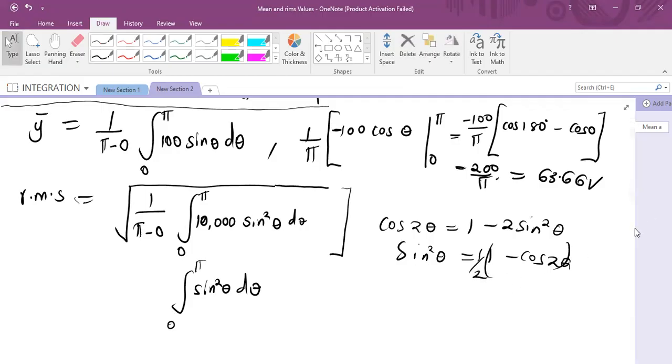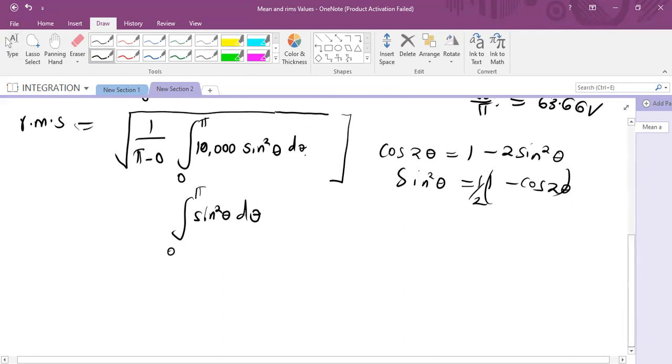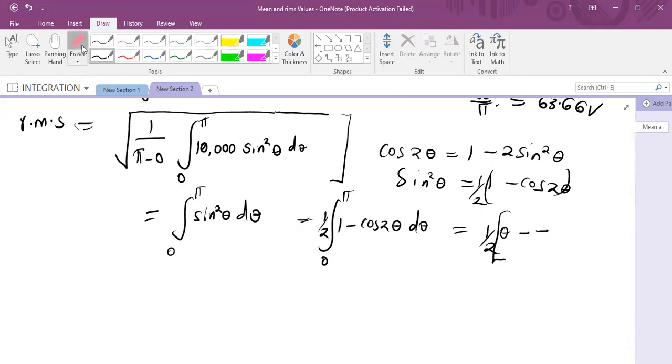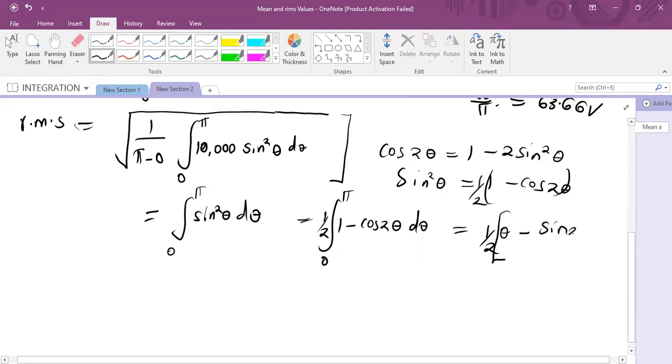So in order for me to integrate this, I can just rewrite it in its simplified version, as the integral from 0 to pi of a half, writing the half outside, of 1 minus cos 2 theta, because evaluating this is easier. So I have a half outside, integrating 1, I get theta, minus the integral of cos 2 theta. The integral of cos is positive sine, so I will have sine 2 theta, all divided by 2, and the range is from 0 to pi.